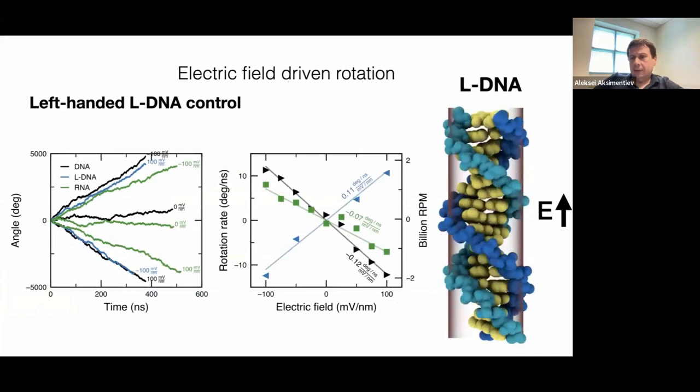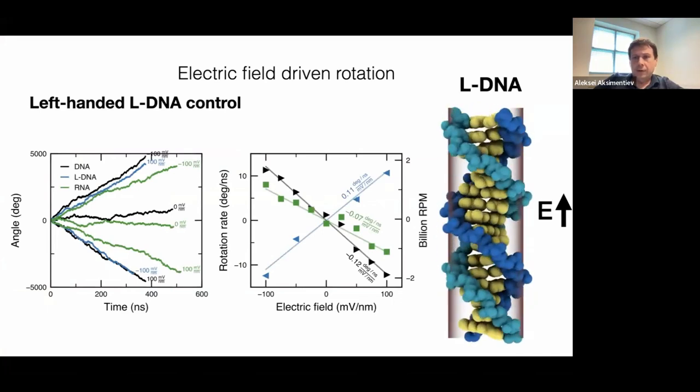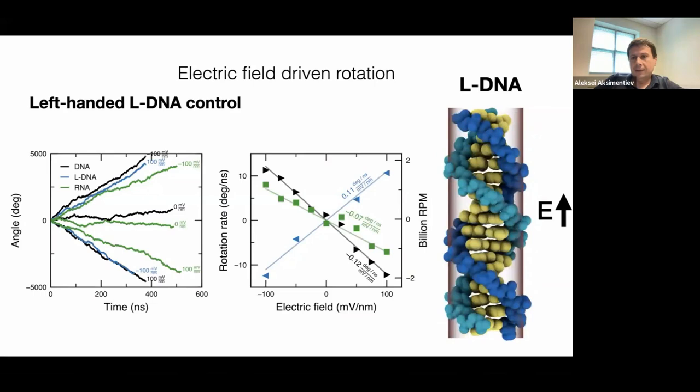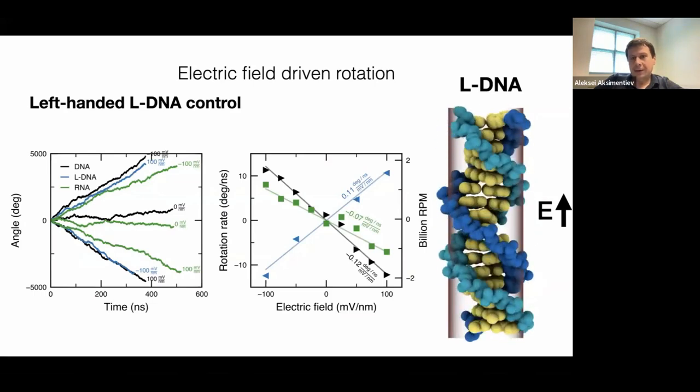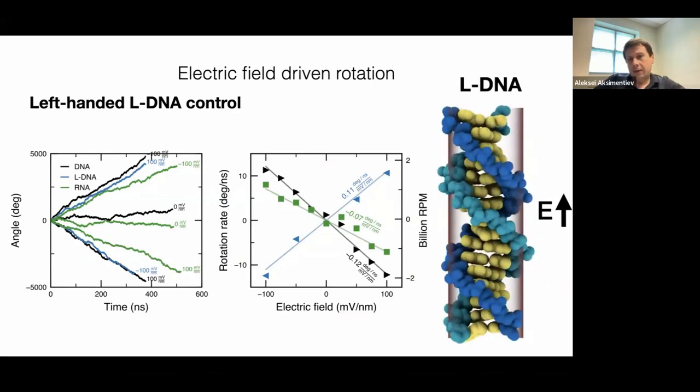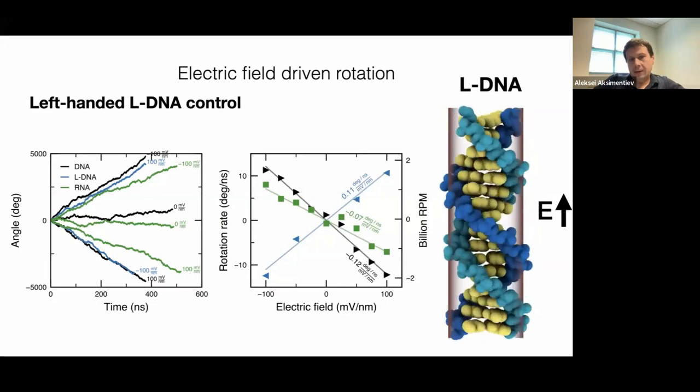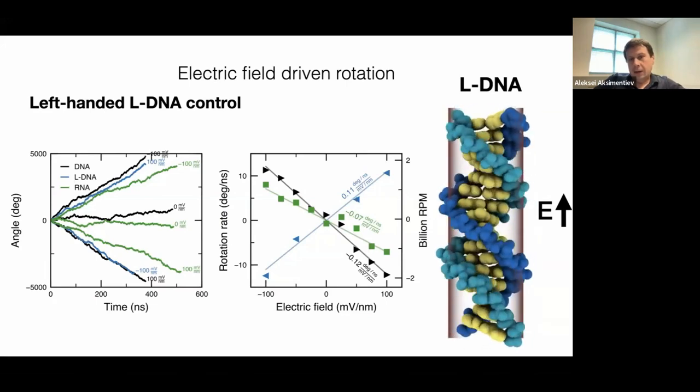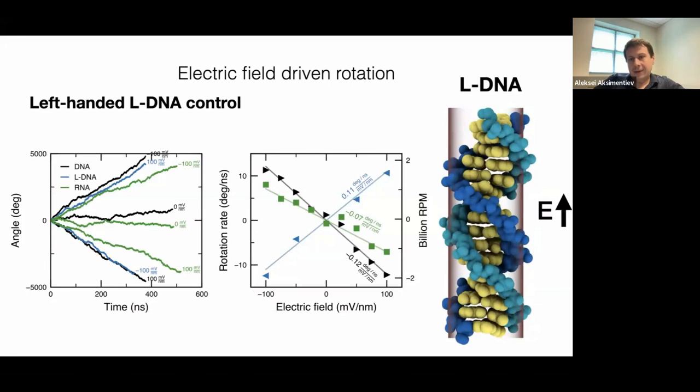The final test that convinced us that it's all real was L-DNA. L-DNA is a synthetic construct. It's just like DNA, but the nucleotides are mirror images. This way you can make a left-handed DNA spiral. And that one rotates as prescribed, basically with the same speed as a normal DNA, but in the opposite direction.